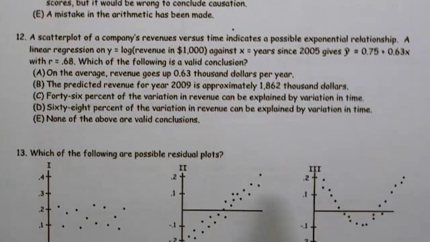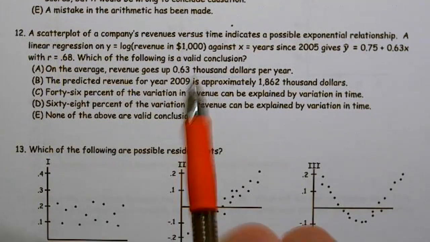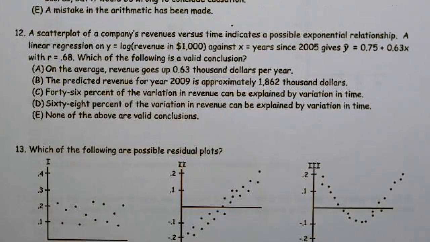A scatter plot of a company's revenues versus time indicates a possible exponential relationship. A linear regression on y equals log revenue in 1000 against x equals years since 2005 gives y hat equals 0.075 plus 0.63 to the x, with R equal 0.68. Which of the following is a valid conclusion? So we basically have a log function here.